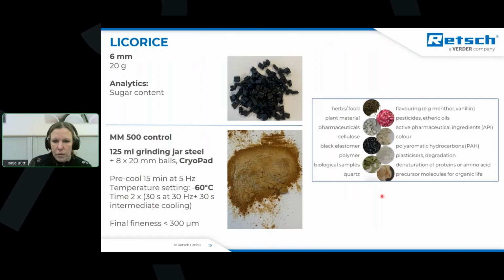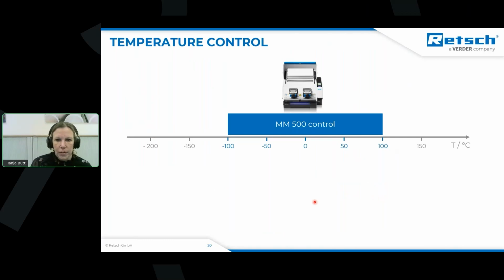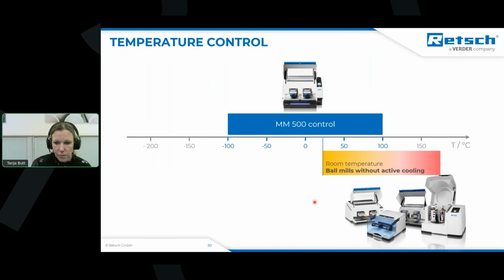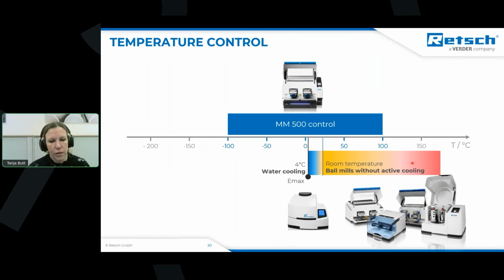And this is true for a lot of samples: herbs, plant materials, pharmaceuticals, cellulose, elastomers, polymers, biological samples, and so on. So to sum it up, the MM500 control covers a very large temperature range where you can control it. In contrast to ball mills without any active cooling or temperature control, you start at maybe room temperature, but it heats up depending on what you set up, which equipment you really use. It can be really warm. The Emax with the 4 degree cold water cooling can countercool it a little bit, so you do not end up at the highest temperatures. And the cryomill stays around -200 degree.